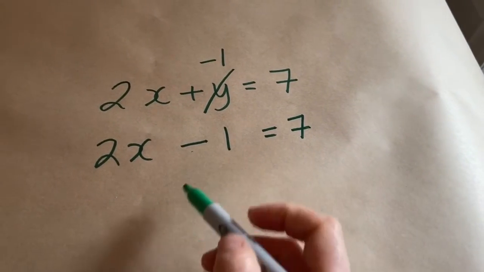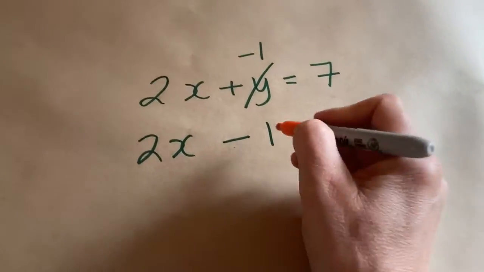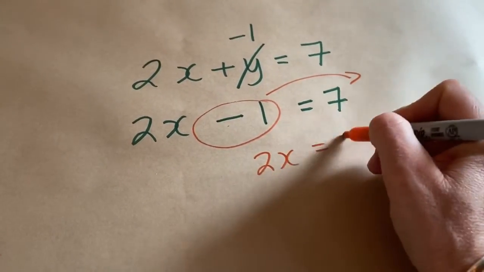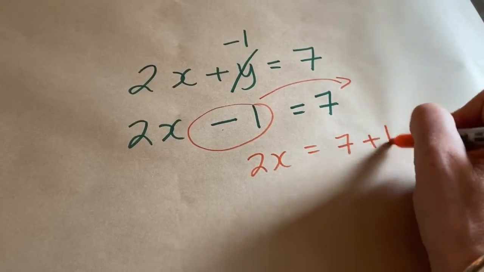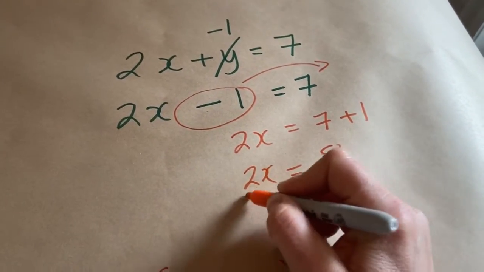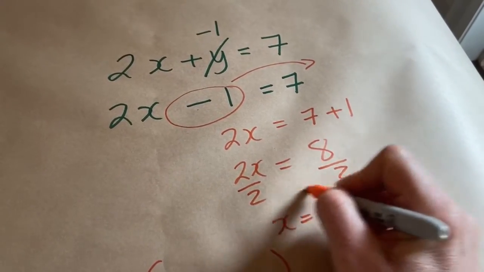So then I'm going to do algebra. I want to get the x by itself. So I'm going to move the negative 1 to the other side. So it's going to be 2x is equal to 7 plus 1. 7 plus 1 is 8. 2x equals 8. Oh my goodness, it's going to give me the right answer. X is equal to 4.